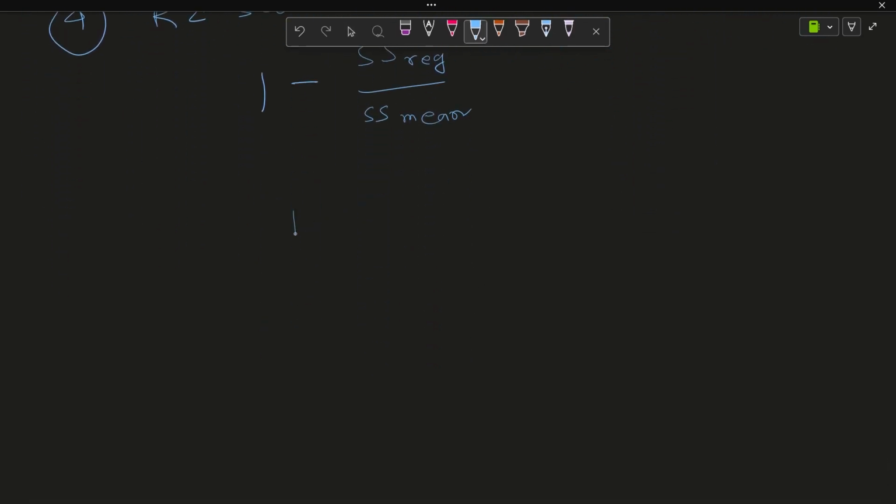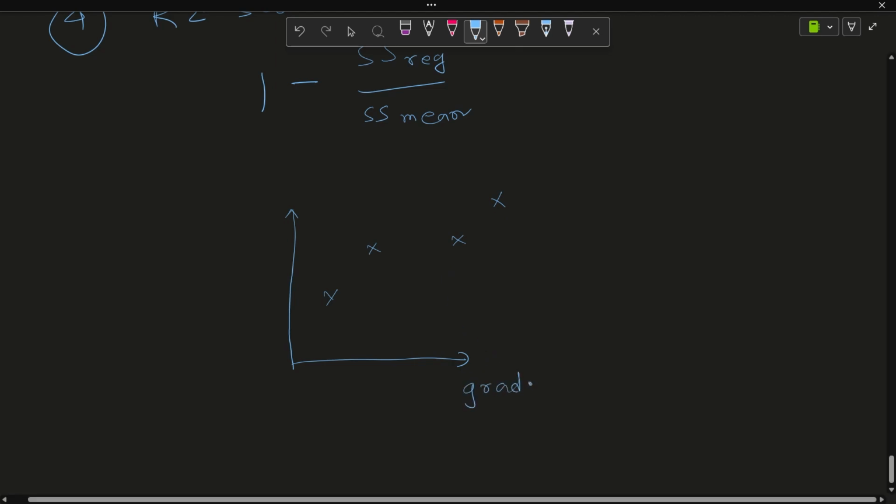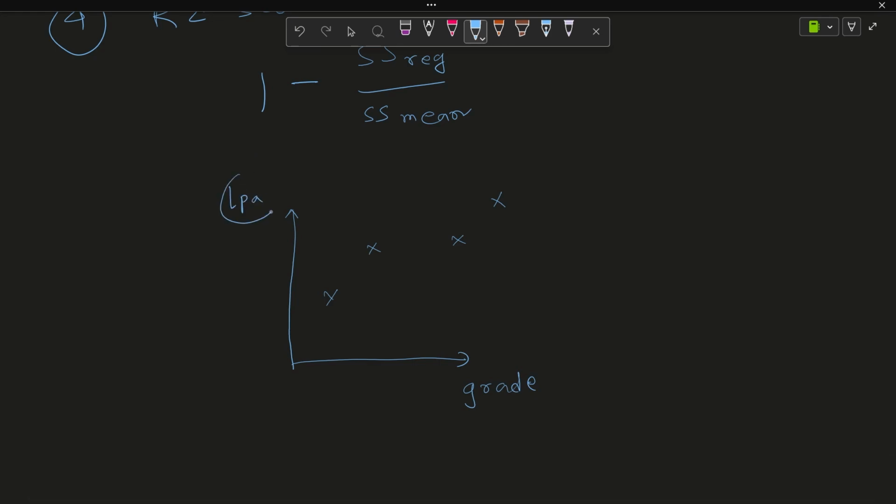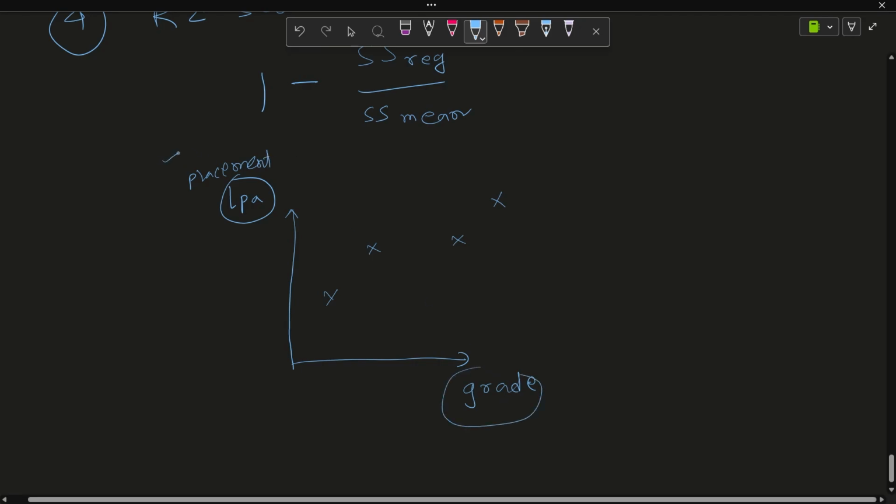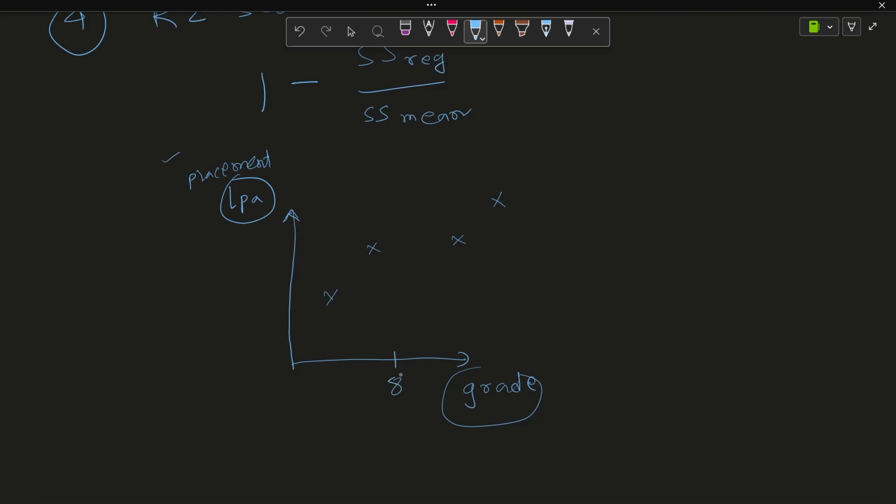So for example, this is the graph of grade versus LPA, or placement, lakh per annum. This is the placement data. Based on grade, every student has secured some amount of placement. For example, for grade 8, she or he has cracked a 9 LPA job, like this.